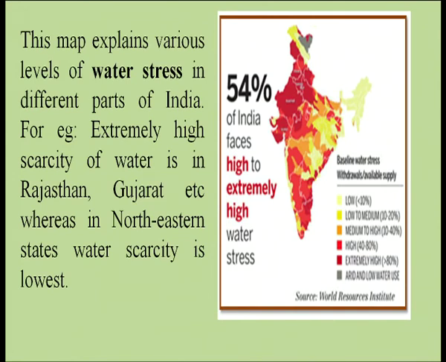The red parts are the ones which are in stress, that is they have much less amount of water than they require, and yellow and orange show comparatively less amount of stress, that is our northeast areas. In the high stress zones are our states like Gujarat, Rajasthan, etc. Observe the state situations in this picture carefully.